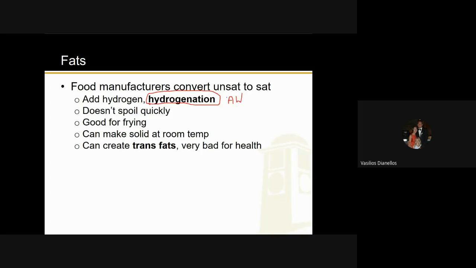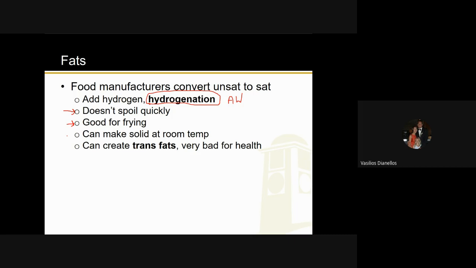Anyway, so you might be wondering why even do that? Like, why would food companies even go through that? Why would they spend the money and the time and the effort of making something saturated? Well, it helps foods not spoil quickly. And there's a good independent work topic. What is it about being saturated as opposed to unsaturated that helps it last longer? It's good for frying. Another good independent work topic for you. What makes it good for frying?